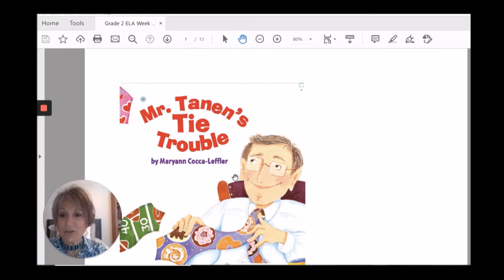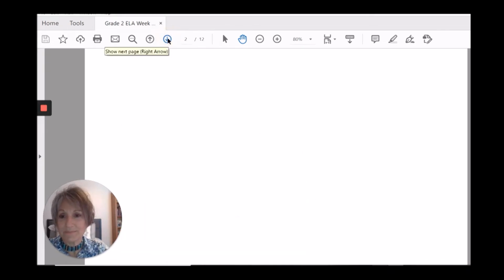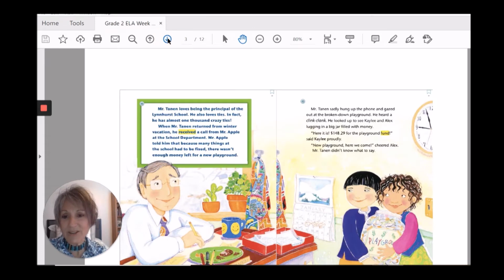Mr. Tanen's tie trouble. Mr. Tanen loves being the principal of the Lyndhurst School. He also loves ties. In fact, he has almost 1,000 crazy ties.